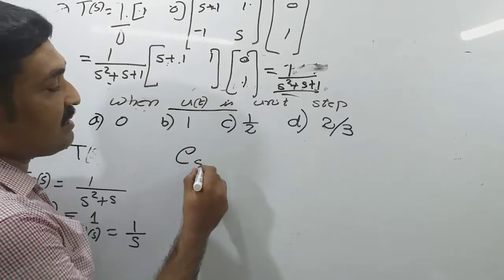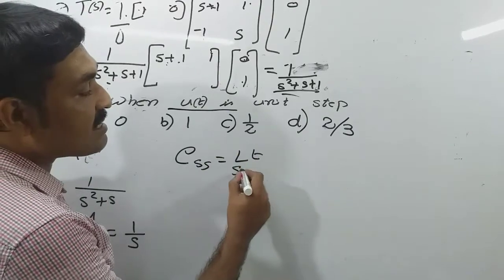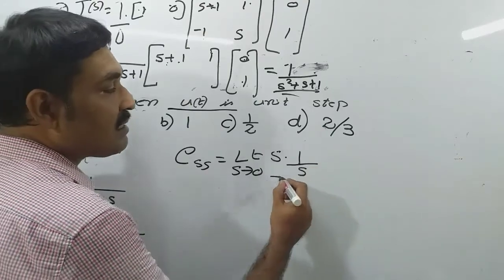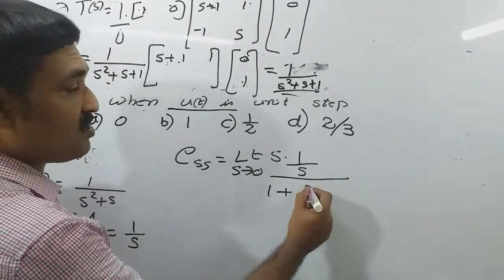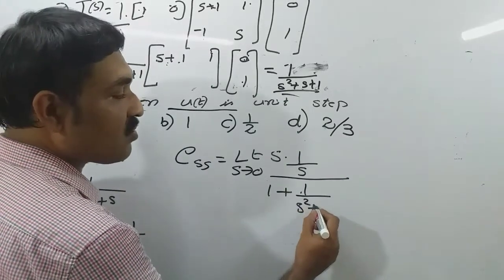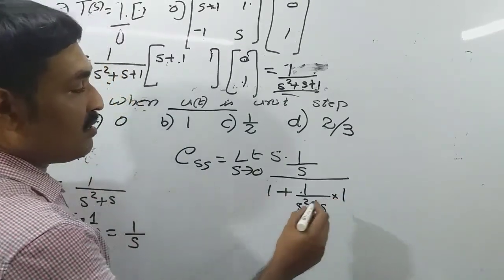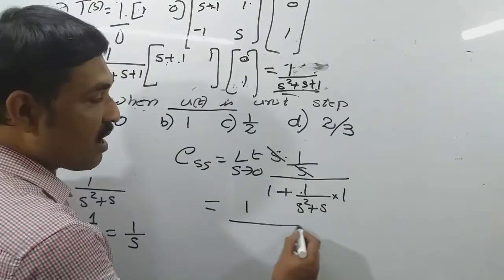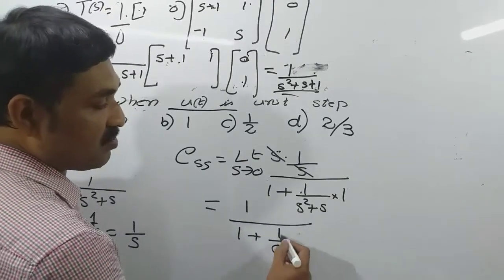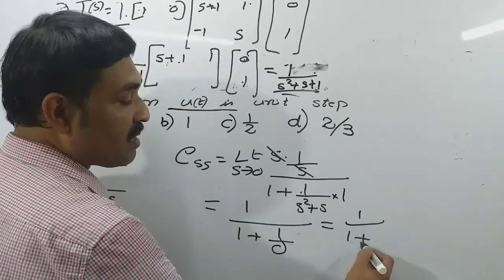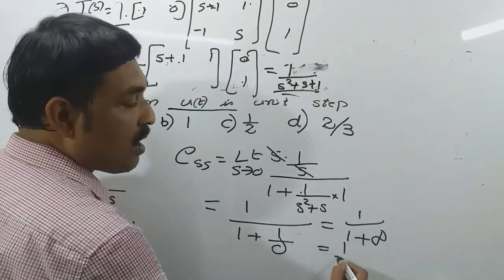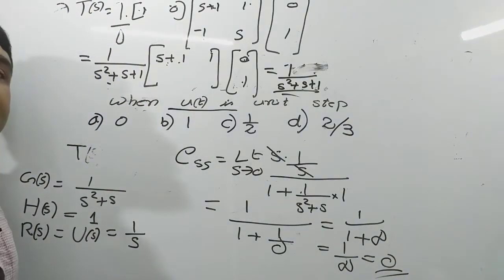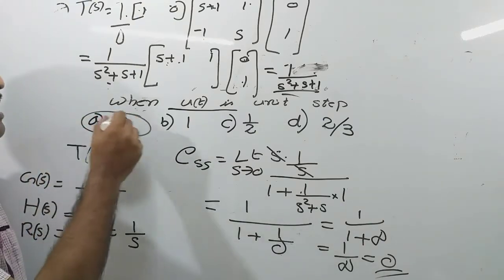Steady state error is equal to the limit as s tends to 0 of s into R(s), with R(s) replaced by 1 by s, divided by 1 plus G(s)H(s). G(s) is 1 divided by s squared plus s, and H(s) is 1. Now this s and s get cancelled. So substitute s equal to 0 in this equation. We get 1 divided by 1 plus 1 by 0, that is 1 divided by 1 plus infinity. So this is equal to 1 by infinity, that is equal to 0. So when excited by a unit step input, the steady state error in this problem is 0. So A is the correct option.